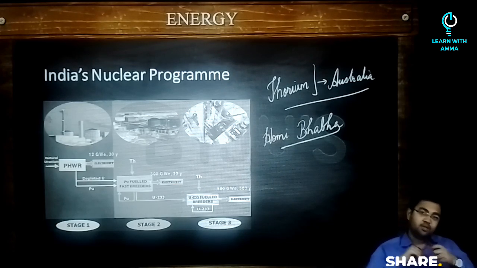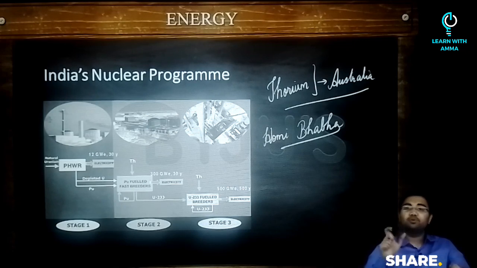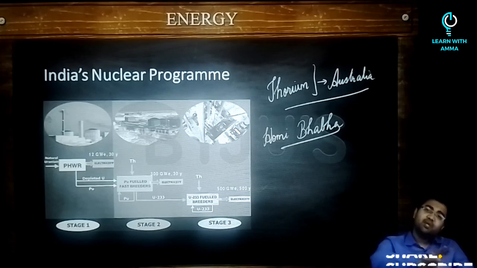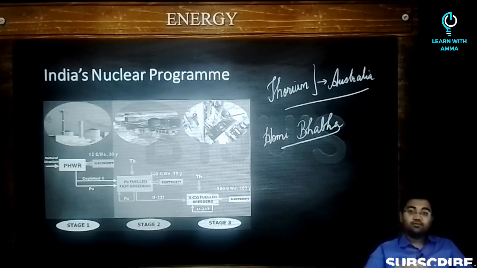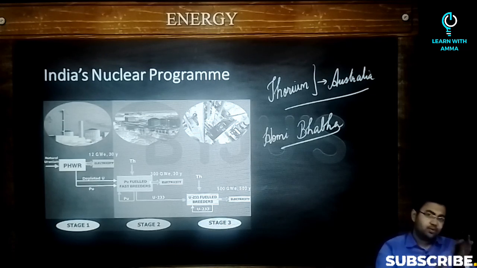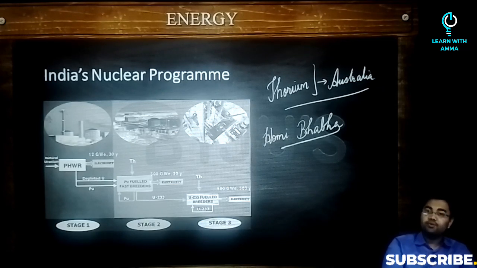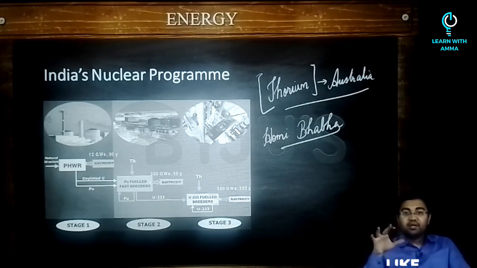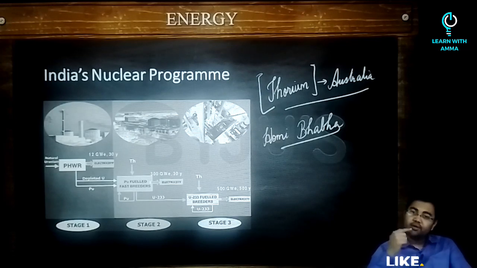Apart from that, you have another problem: we are not a part of the nuclear non-proliferation treaty. So in such a case, foreign countries would not want to give you nuclear fuel, because they might think that you may not use it for positive purposes, you may use it for negative purposes also. Now you don't have much uranium, you cannot get uranium from outside, so you need another nuclear fuel for your program. Thorium is also a radioactive element, but it is not fissile, meaning that it cannot undergo fission naturally, but it can be made fissile.